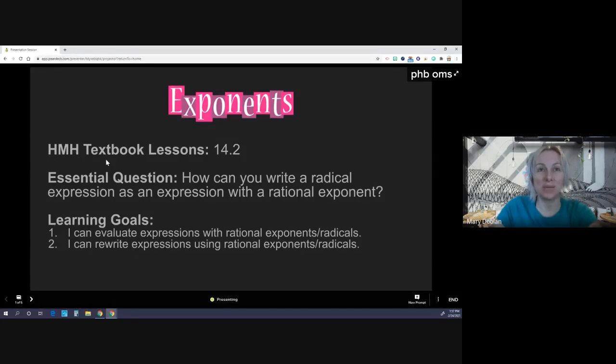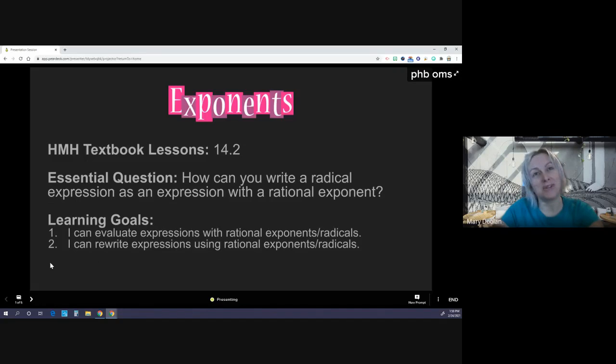This is from HMH textbook lesson 14.2. What we were just doing with radicals was from 14.1, so we're still in the same module 14. Your EQ, how can you write a radical expression and an expression with a rational exponent? Sounds an awful lot like the EQ from 14.1, and it might be the EQ from 14.1. I can't guarantee you that I changed it.